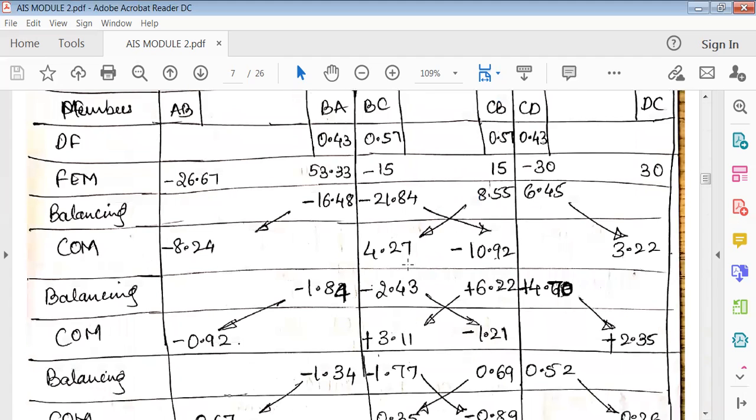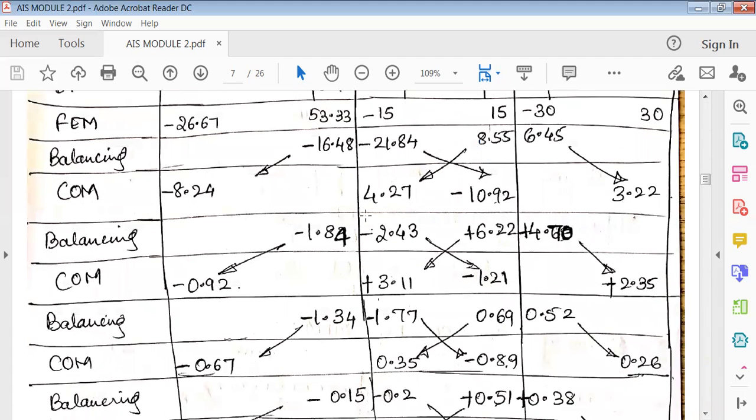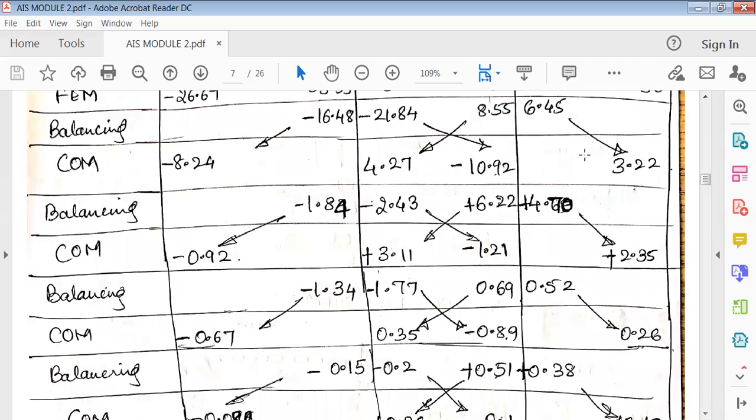Okay, now see here. We had reached this point. Carryover moment, then again balancing. Balancing should be done only in B and C. Now in joint B, there is only this moment, that is 4.27. The answer is positive here, and there's nothing else here. So only take this now. 4.27 is positive, so immediately change the sign. So this becomes minus and minus here for balancing.